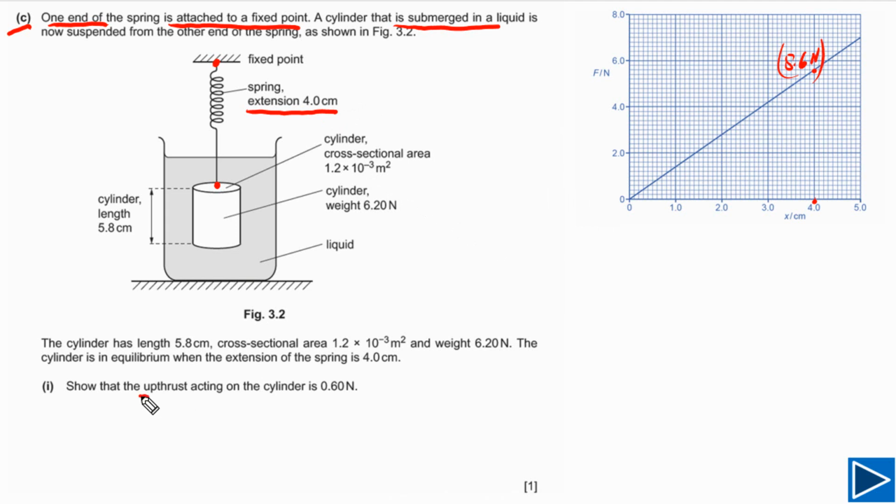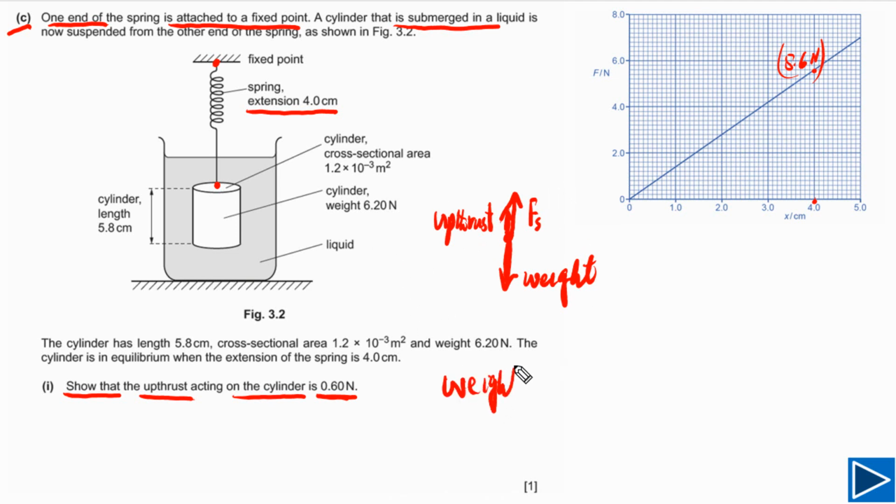Now the question is simply asking us to find the upthrust on the cylinder. 0.60 Newton means simply we need to show that. First of all, let's try to understand the forces acting on this cylinder. The one force acting on this cylinder downwards is weight, and there are two forces acting on the cylinder upwards. One force is the spring force, we can say this is Fs, and the other force acting on this cylinder is upthrust. So this is the free body diagram for the cylinder.